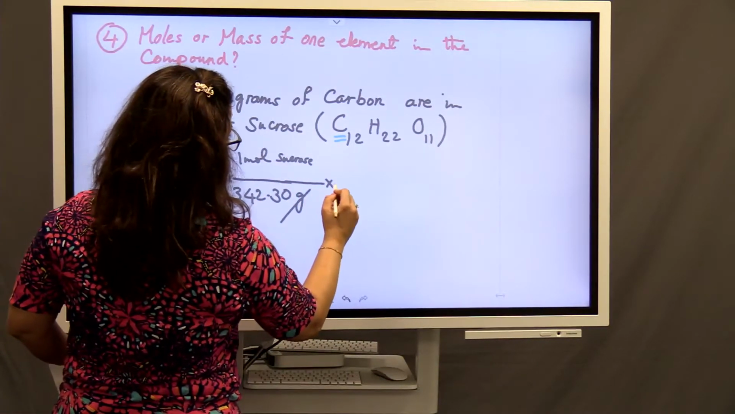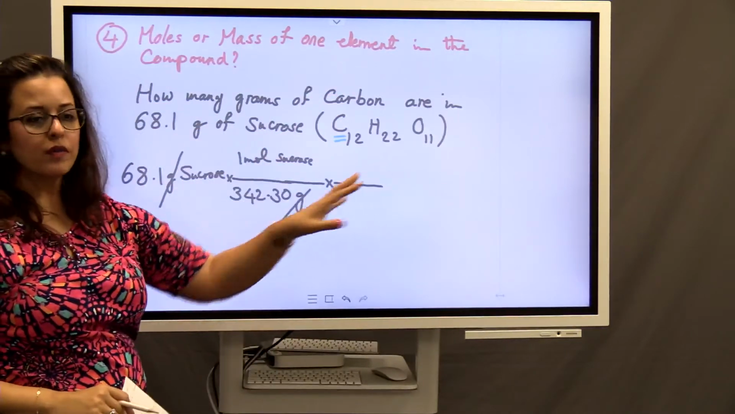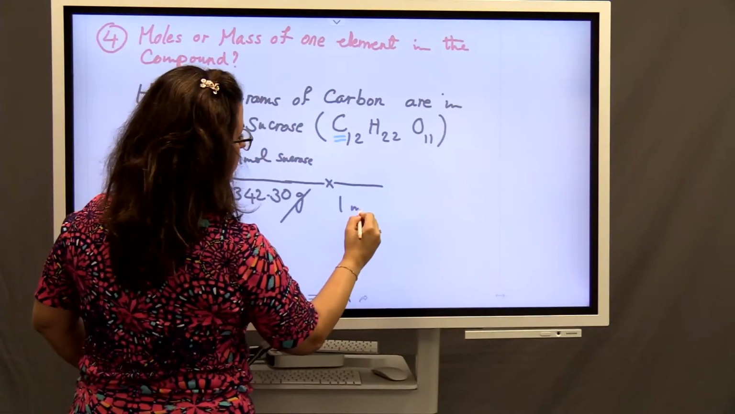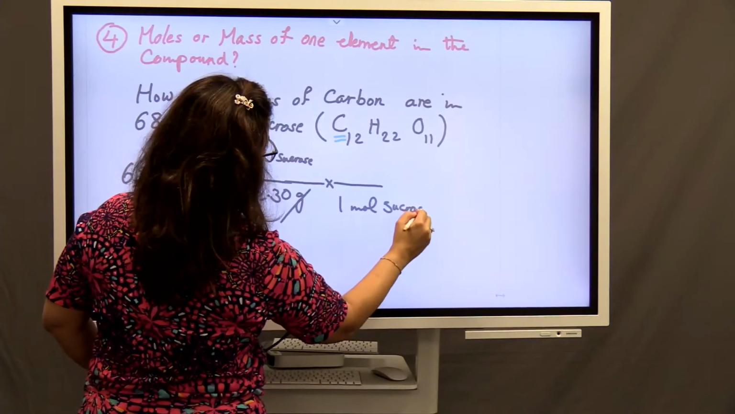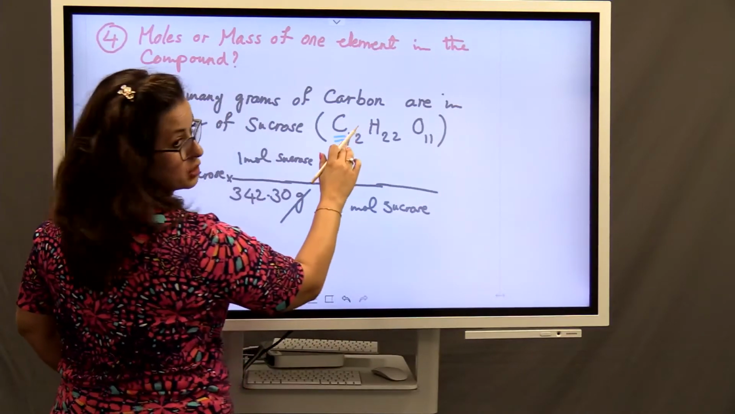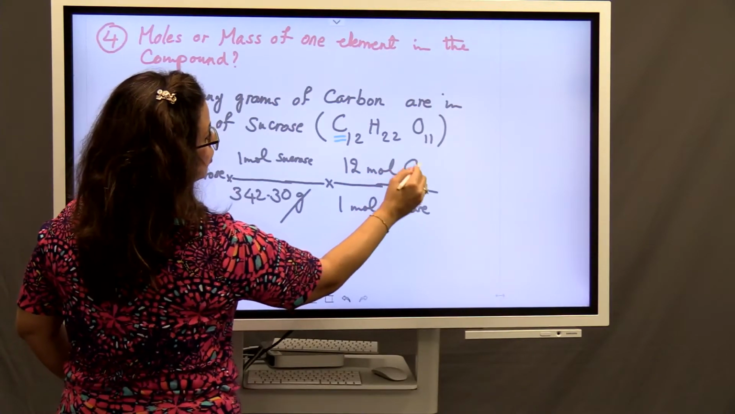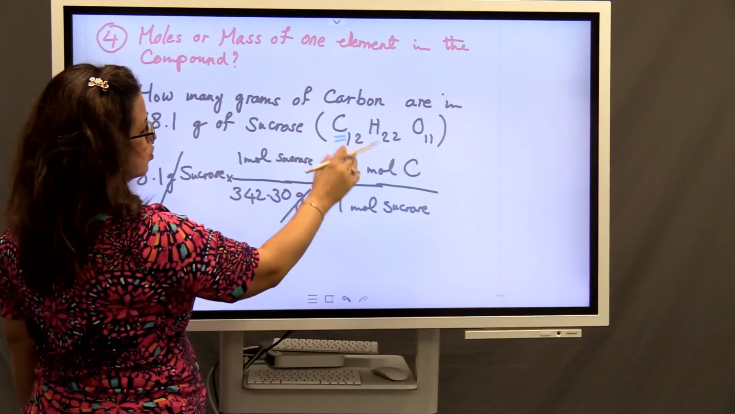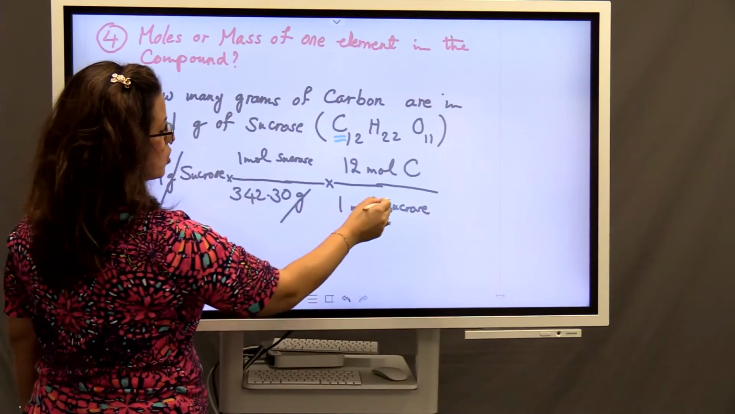Now, because you're looking for a mass of carbon, you need to dive into the molecule, into the carbon. In 1 mole of sucrose, tell me how many moles of carbon do you see? I'm sure everybody sees 12 moles. Do you see that? The formula shows in 1 mole of sucrose, you have 12 moles of carbon.